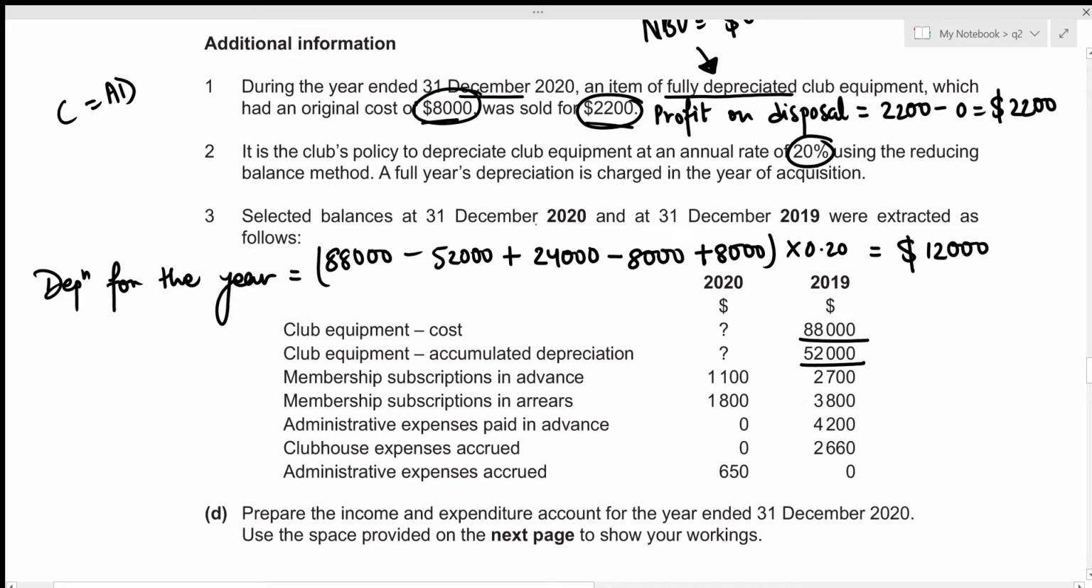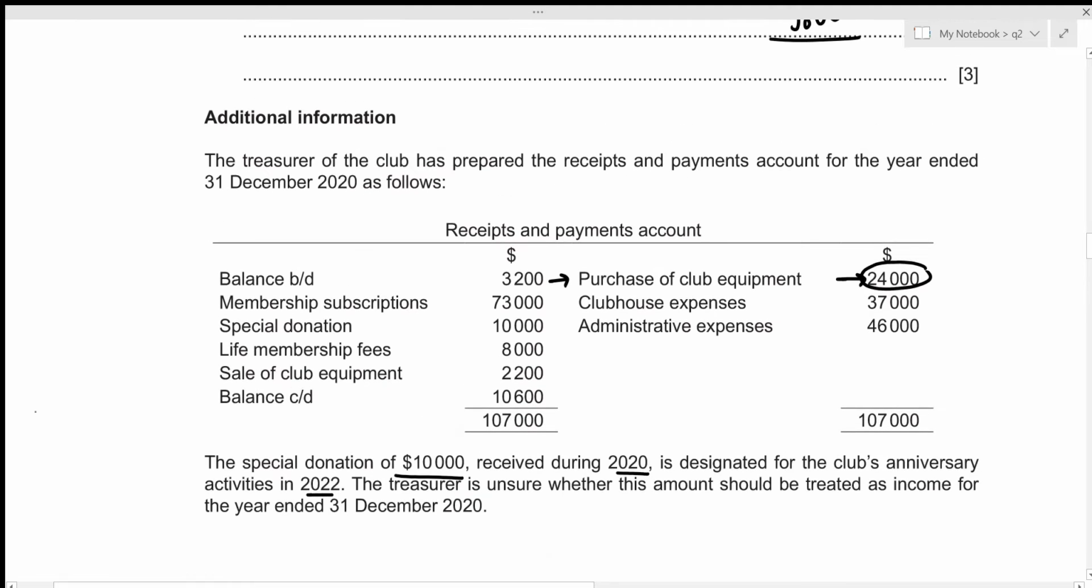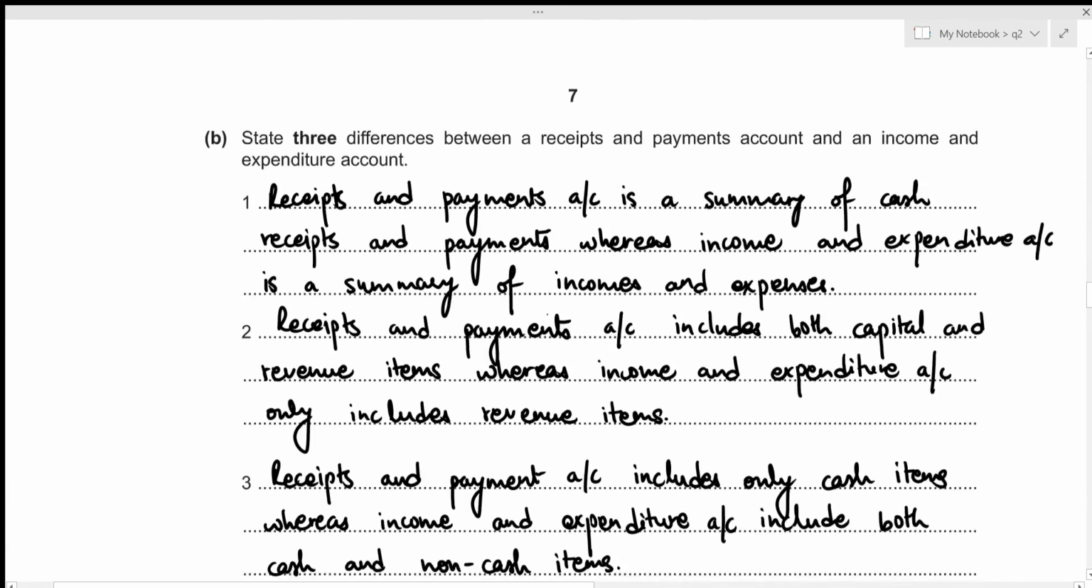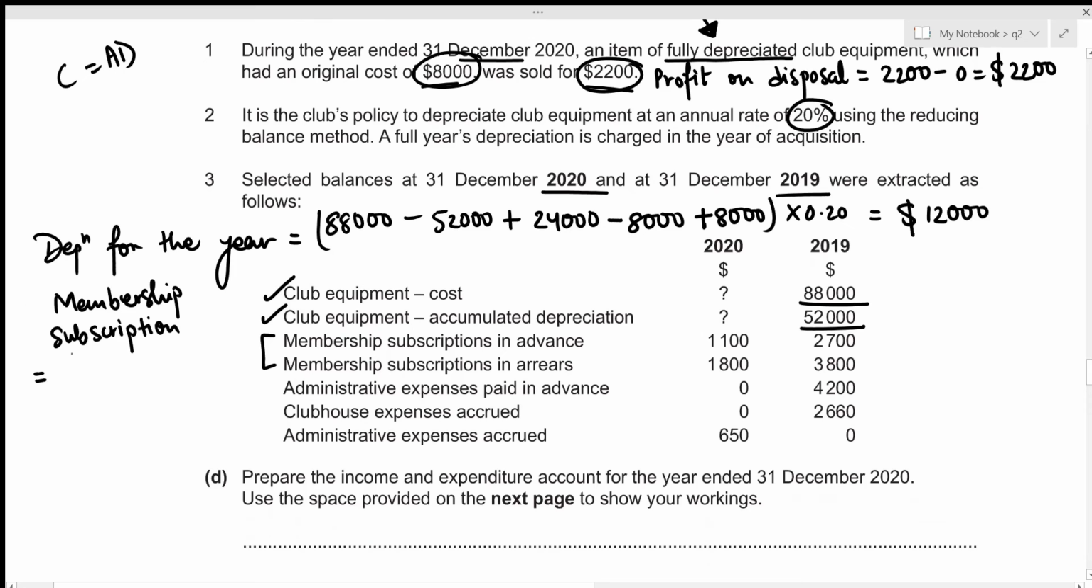Then we are given the balances at 31st December 2020 and at 31st December 2019. Okay, so we've included these amounts. So let's figure out our total subscriptions. So that's membership subscription. And we start with the total amount that we received, which is given in our receipts and payments account. Let's have a look above. Okay, we can see that we received a total of 73,000 as our membership subscriptions. So we are going to start with this amount. That is 73,000.